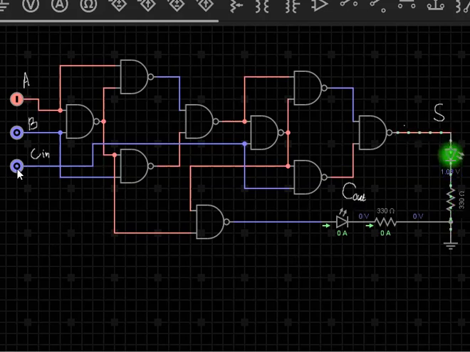Next case 1 0 1. In that case, carry is high and sum is 0. The next case is 1 1 0. Carry is high, sum is 0. The last case, all inputs are high. That is A, B and C are high. Then in that case, both outputs are high. That is carry is high and sum is high.